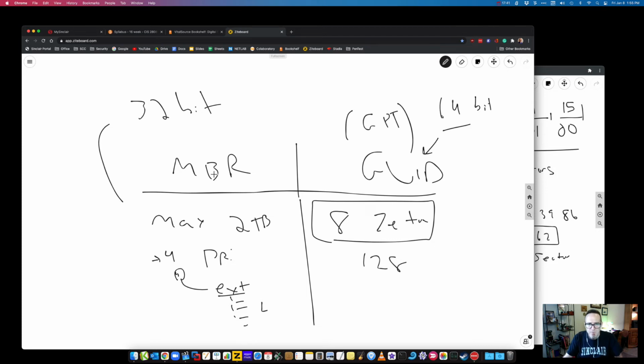So I know you think, well, why do we look at this old stuff? Not everyone's going to have the latest and greatest. You have some really old stuff for evidence, but GPT allows 128 primary partitions. So there's a lot more stuff here. Just FYI how it rolls up, how we fit that information inside here.